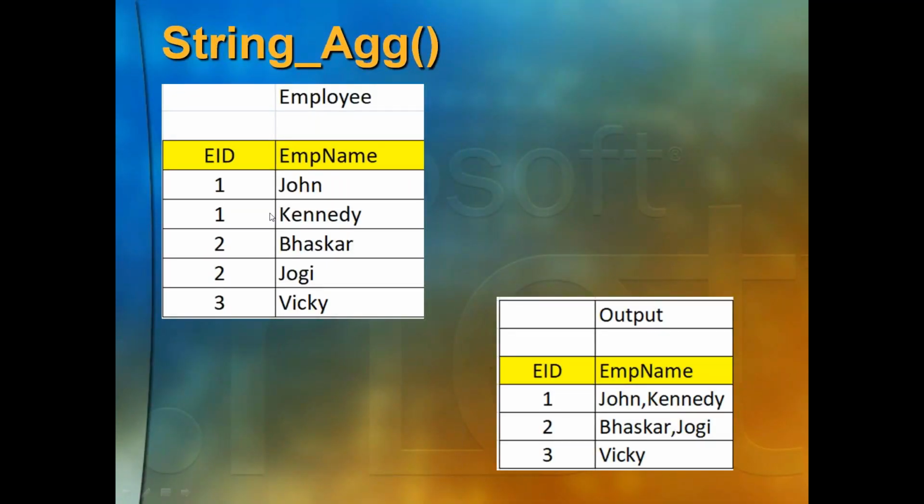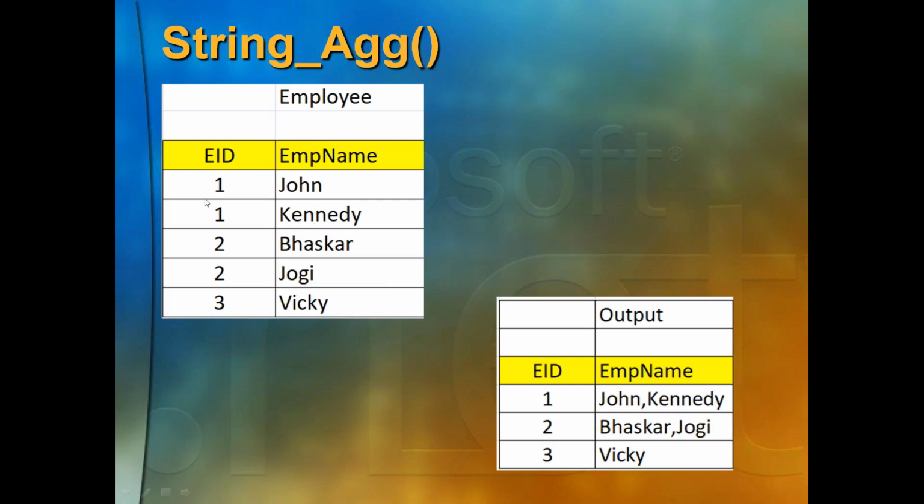If you see carefully, I have one table where I have one John and one Kennedy. There is no primary key on this, if you see carefully, and two Bhaskar and two Jogi and three Wiki. So this is the data I have in SQL Server, but the output I need is like this.